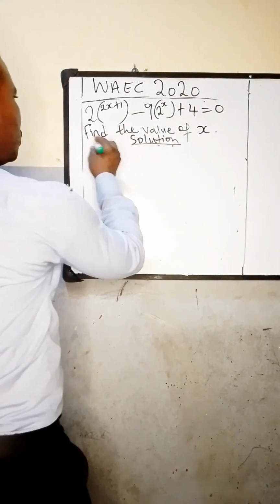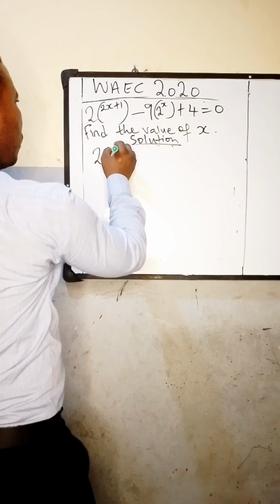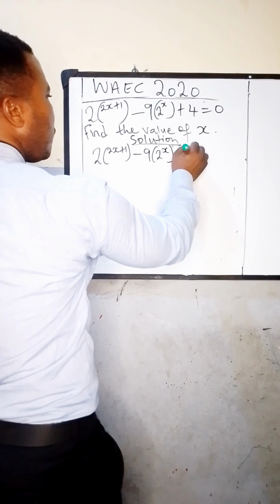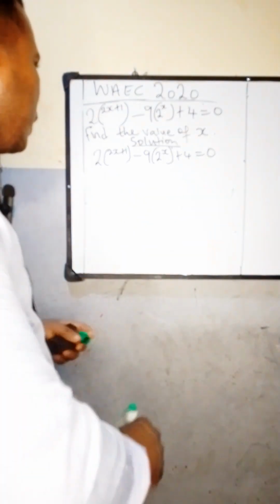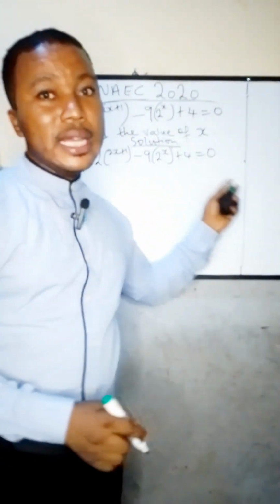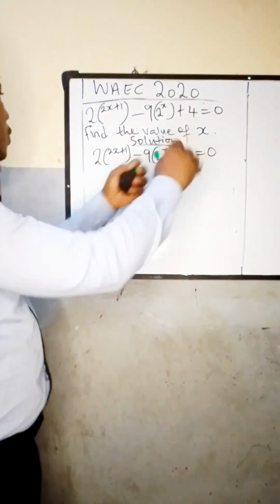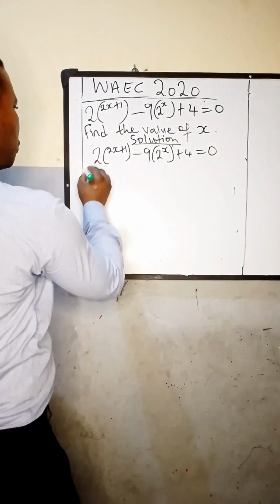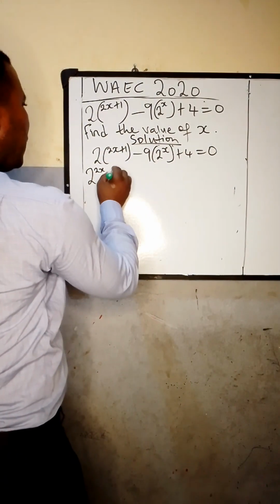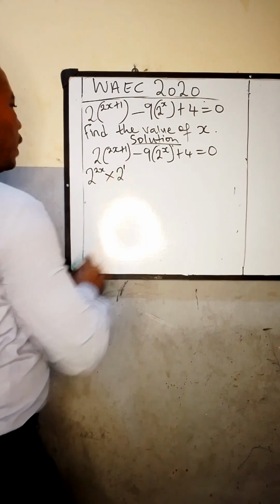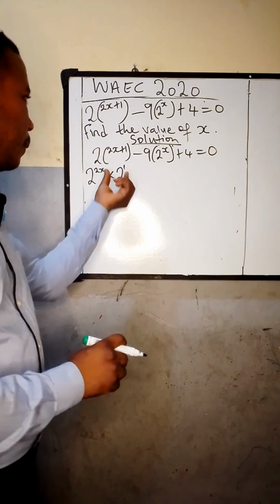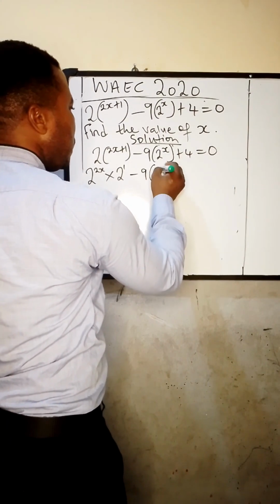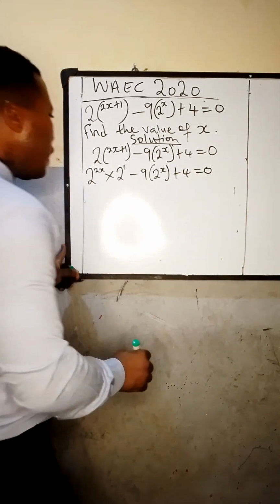Okay, so we have the solution. We bring it down: 2 raised to the power of 2x plus 1, minus 9 times 2 raised to the power of x, plus 4 is equal to 0. This is actually a topic called indices in mathematics. What we do here is try to separate this using the same base, which is 2 raised to the power of 2x times 2 raised to the power of 1. Now here we have minus 9, of course. Let's leave it as 2 raised to the power of x, plus 4 is equal to 0.